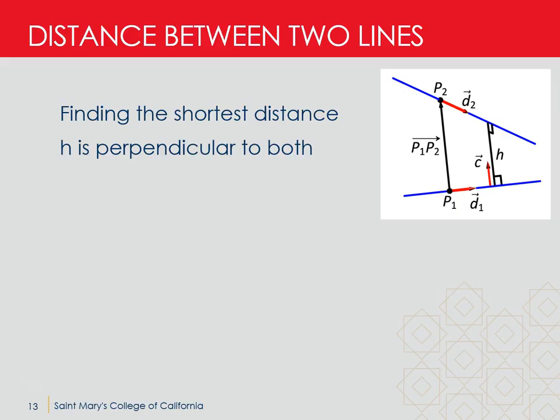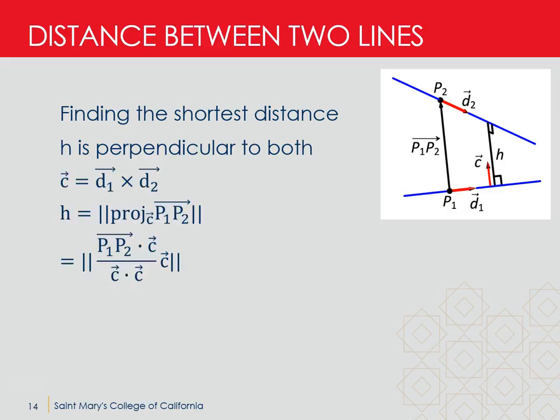So you're sort of writing that again. It's where h is perpendicular to both the two lines, the top line and the bottom line. Okay, so let's consider the direction C. If it's perpendicular to both, we find a vector that's perpendicular to two lines by taking the cross product of those two lines. So that direction C is the cross product of D1 and D2.